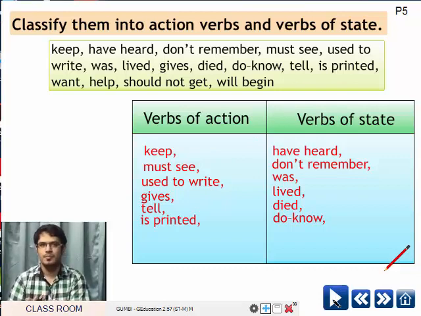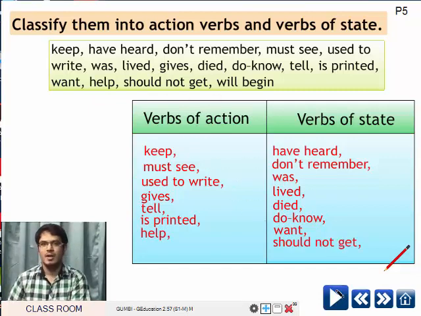Want. It belongs to verbs of state. Help. You help someone. So there is an action. Should not get. You think. So it is only state. Will begin. Start. You start something. Action is seen.